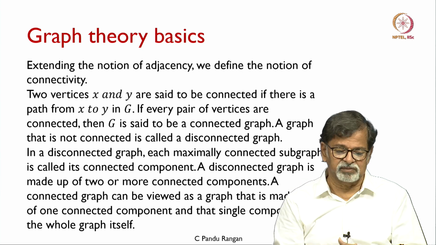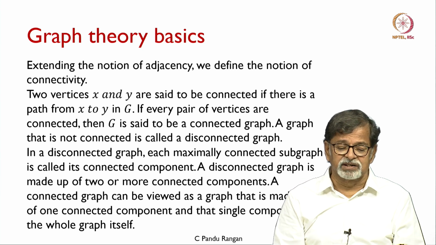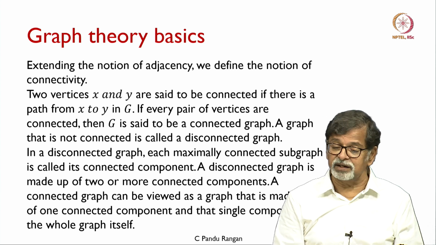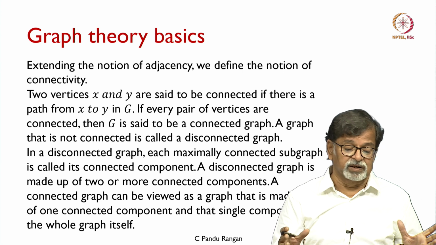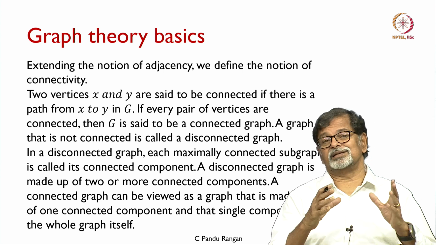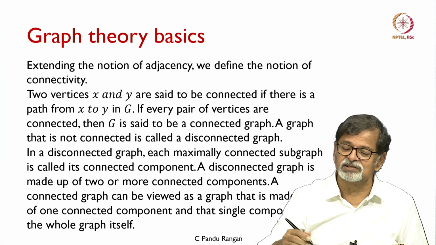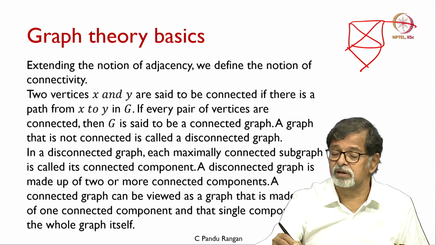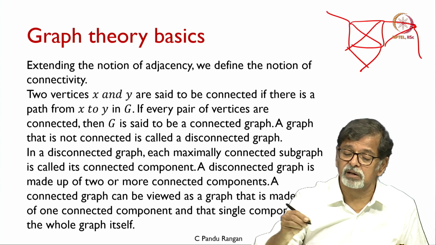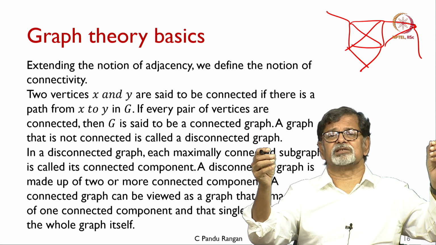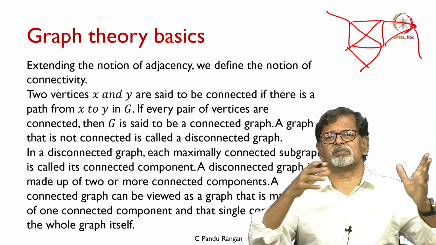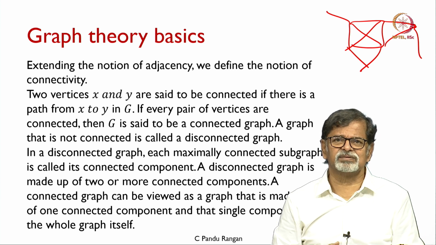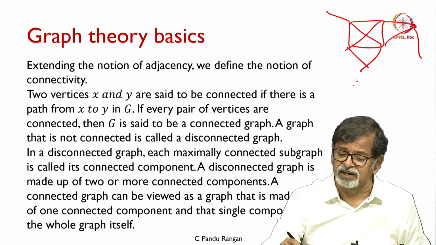paths and reachability. Two vertices are said to be connected if there is a path from x to y in G. If every pair of vertices are connected, the graph is a connected graph. This is an example of a connected graph. You take any pair of vertices, you can find a path from one to another. Example of a connected graph. We have already seen an example of a disconnected graph.